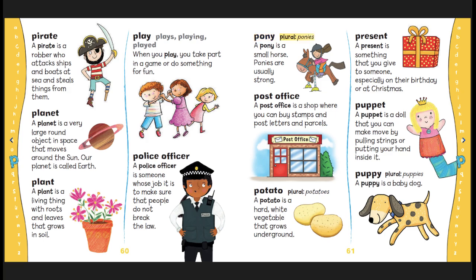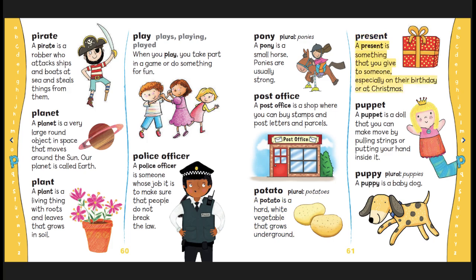Pony. Plural, ponies. A pony is a small horse. Ponies are usually strong. Post office. A post office is a shop where you can buy stamps and post letters and parcels. Potato. Plural, potatoes. A potato is a hard, white vegetable that grows underground.